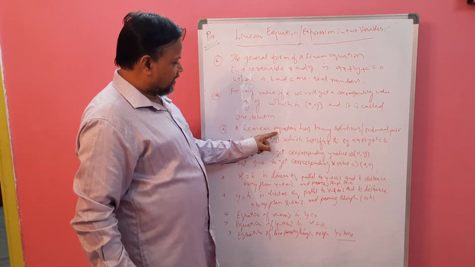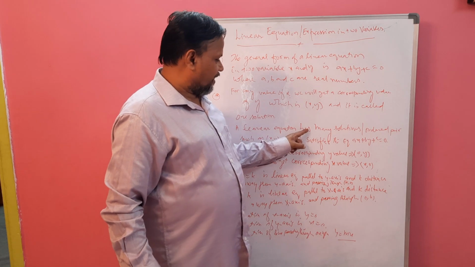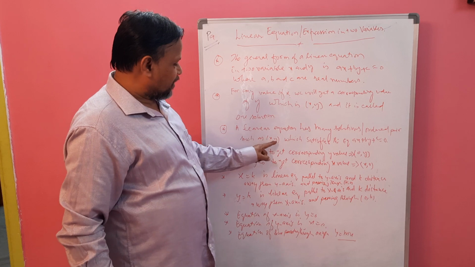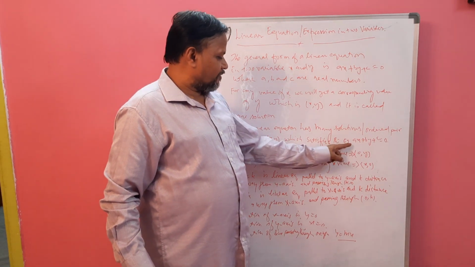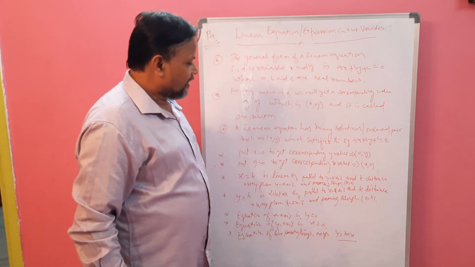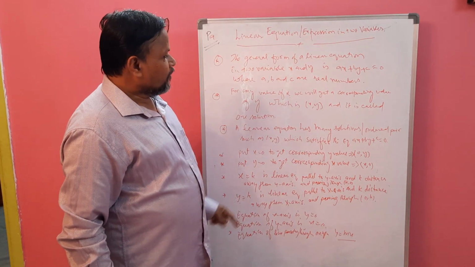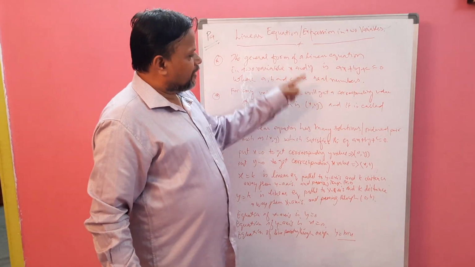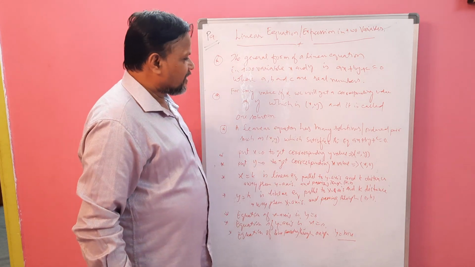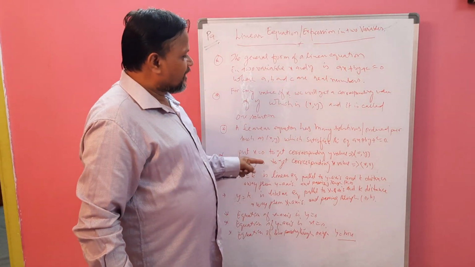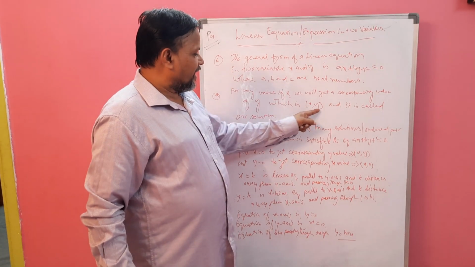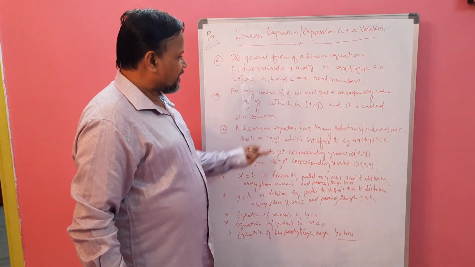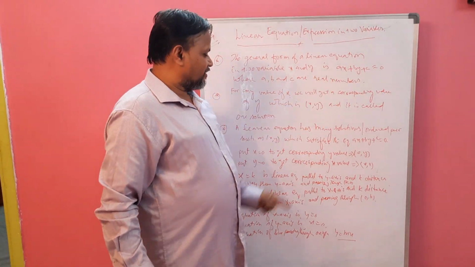Third point, a linear equation has many solutions or ordered pairs x comma y which satisfy the equation ax plus by plus c equal to 0. A single ordered pair is not the only one that satisfies this; many ordered pairs satisfy it. So a linear equation means a line which has millions of points, and each point represents a single point x comma y. Millions of points satisfy this equation.